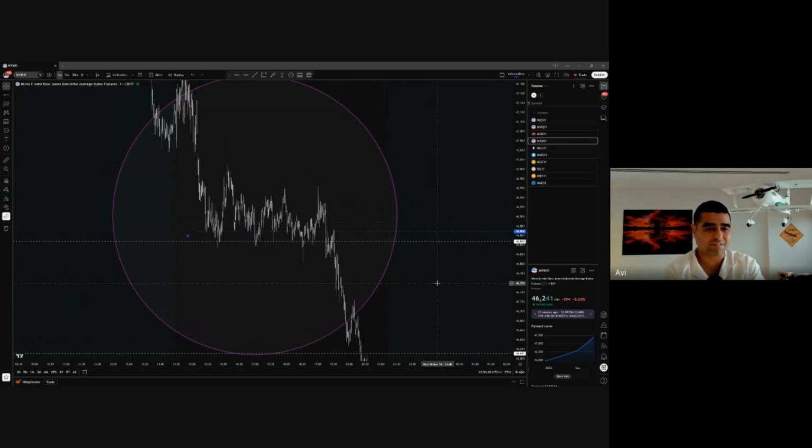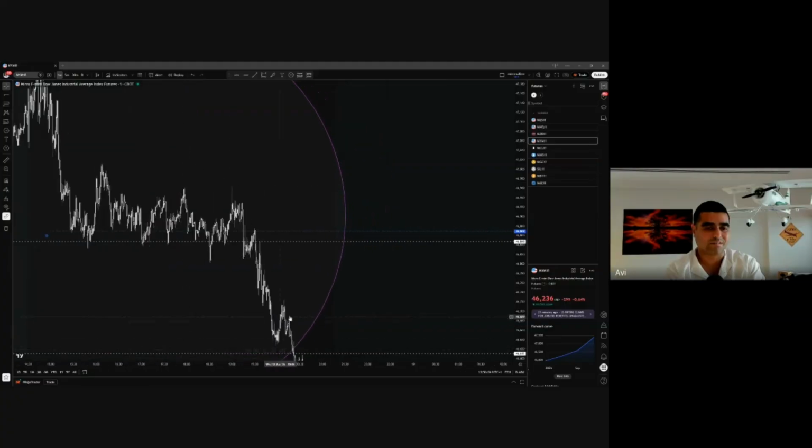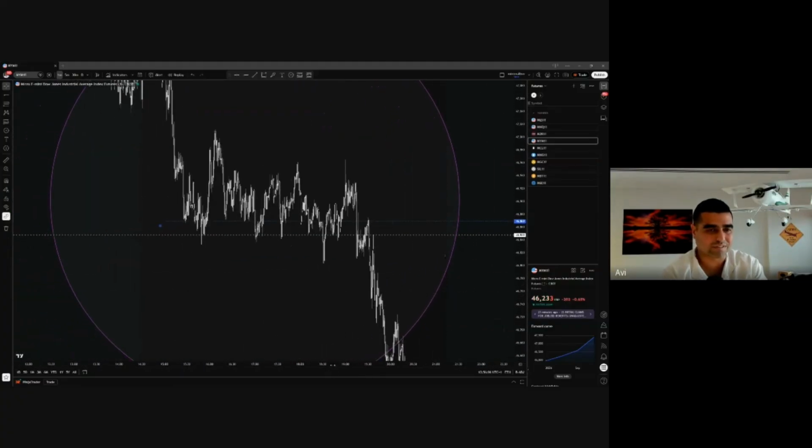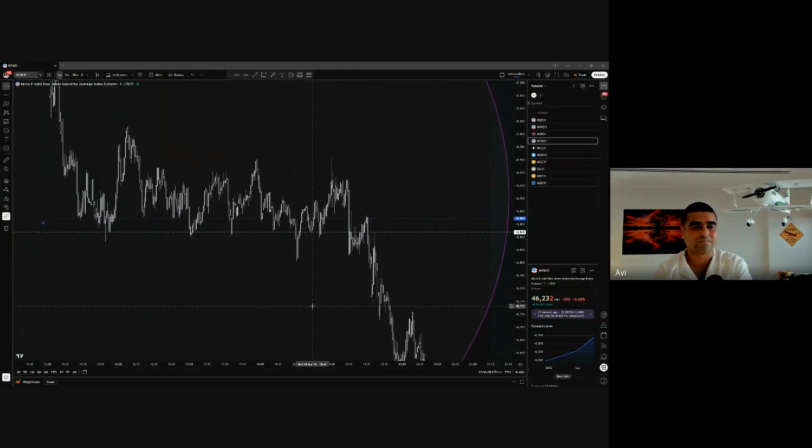It's a bit of a tricky one to identify. I think overall, even the 1 minute chart is very difficult to read. I don't think I would be able to find an entry on this. Yeah, so very complicated. So just leave it alone.